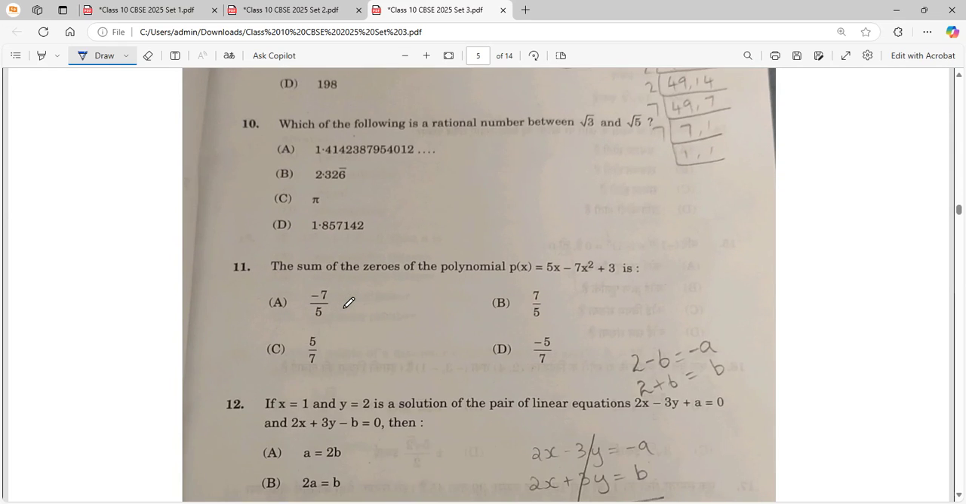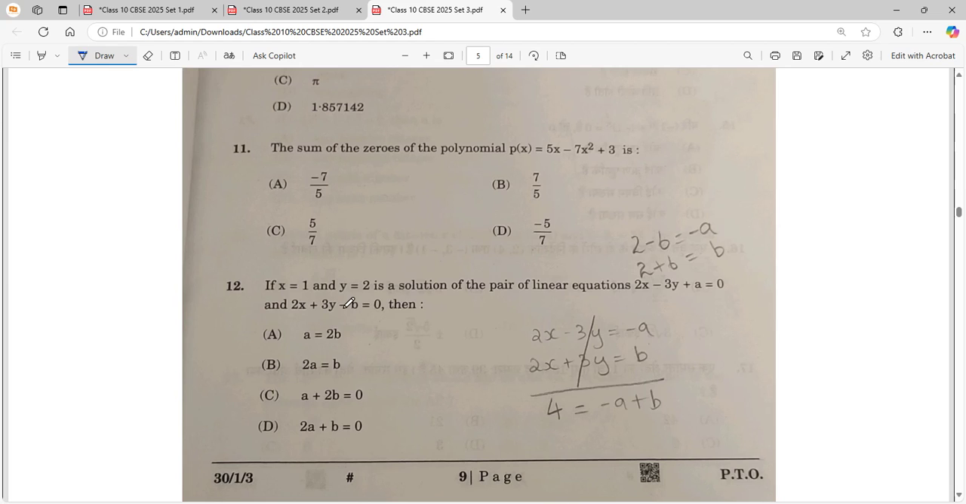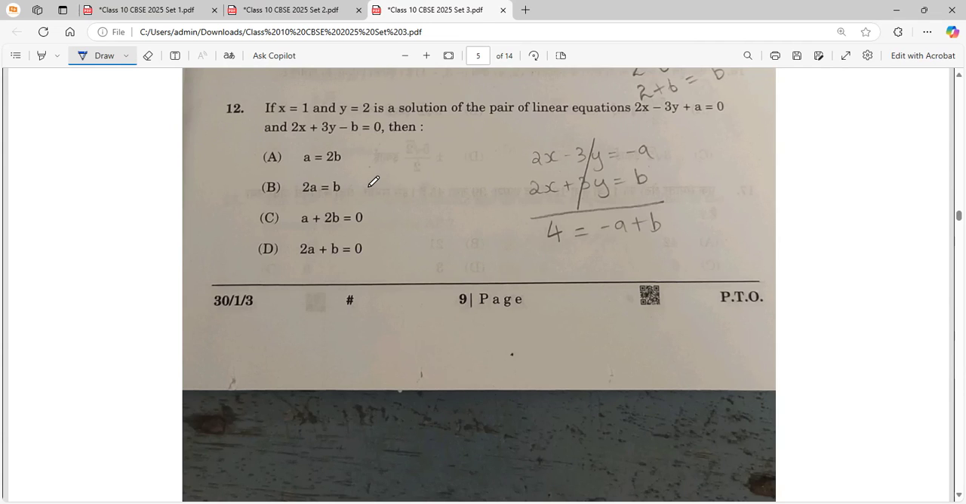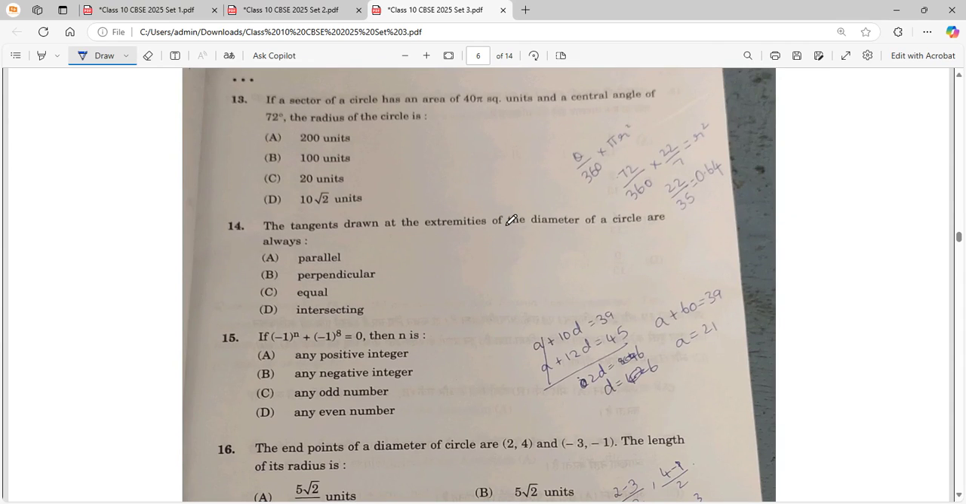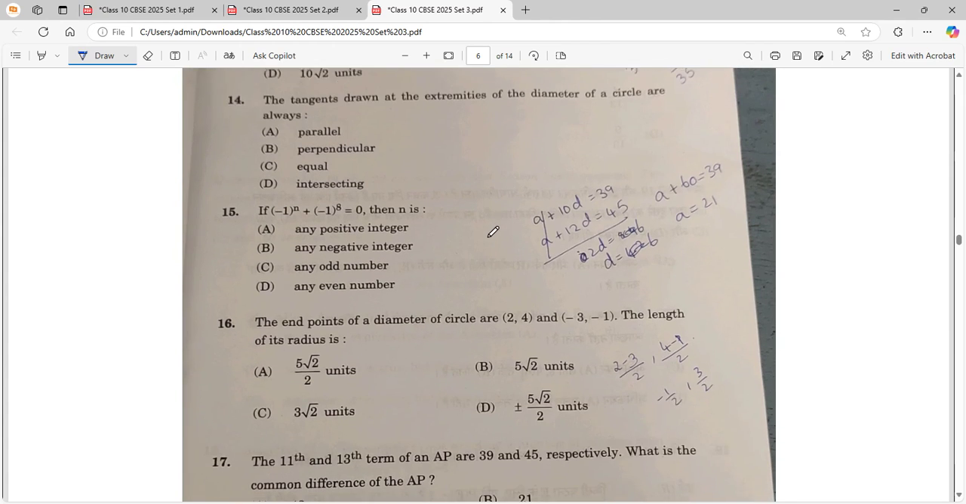Question 11. Find the sum of the zeros. So it is minus b divided by a, which is minus of minus 7 divided by 5. So the answer is 7 by 5. Question 12 we have already done. Question 13 also we have already done. Question 14 we have already done. 15 we have already done.